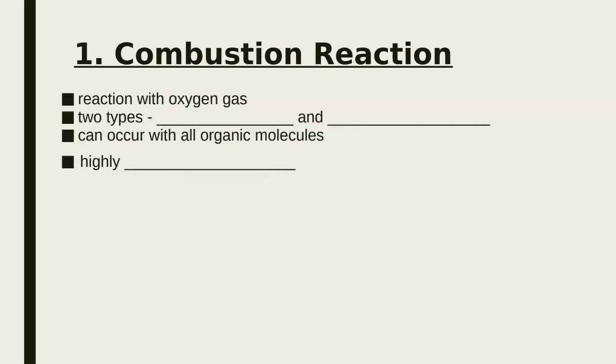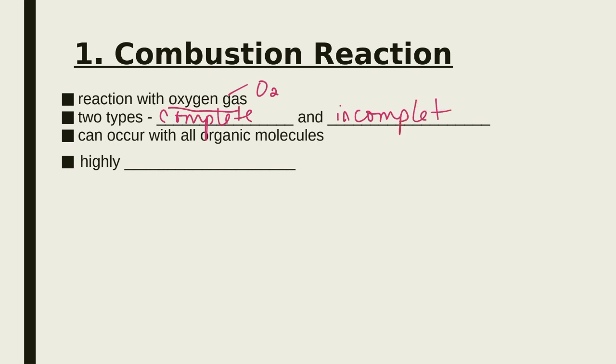So let's go through some of these reactions of hydrocarbons that can exist, and we'll go through some examples. The first one is combustion reactions. And combustion reactions we know from grades 10 and 11 are reactions with oxygen gas. So we need to have oxygen gas, which we remember is diatomic and always exists as O2. There's two types. You can have complete combustion and you can have incomplete combustion.